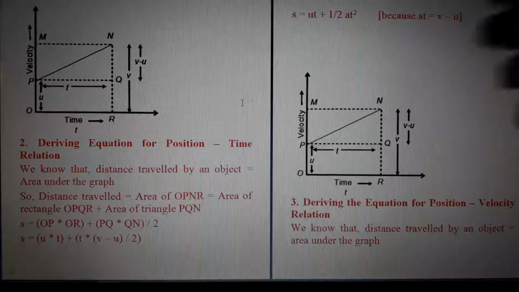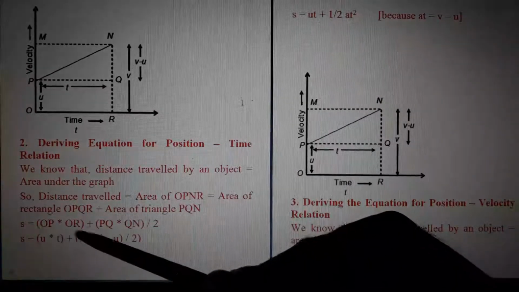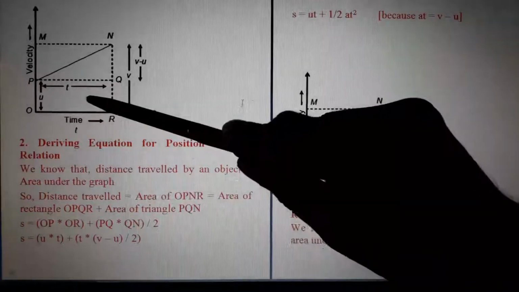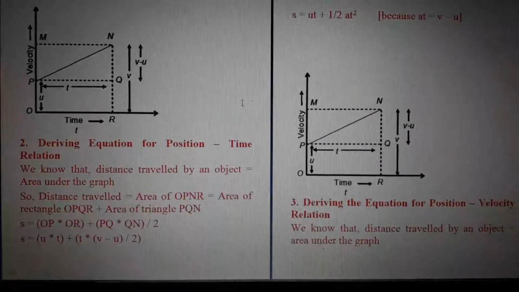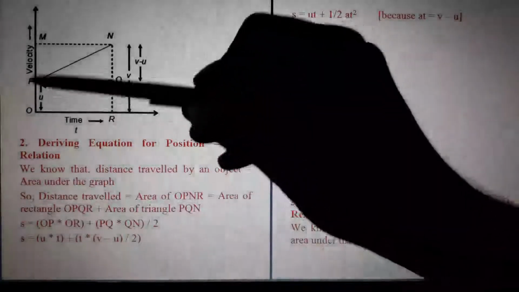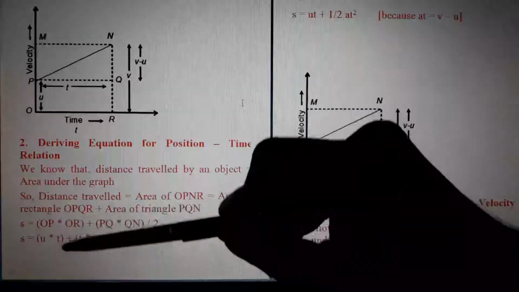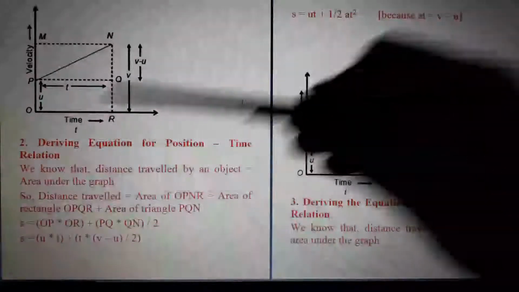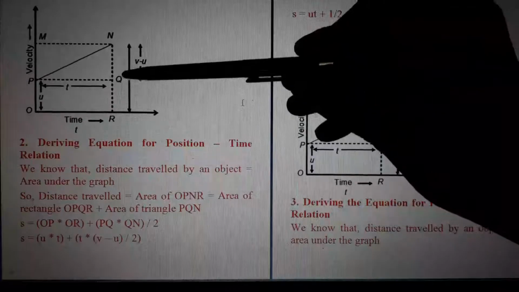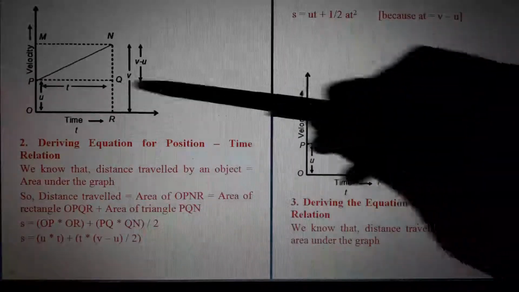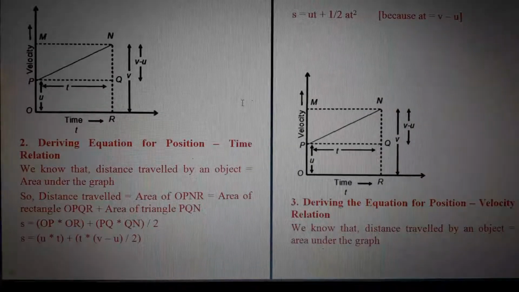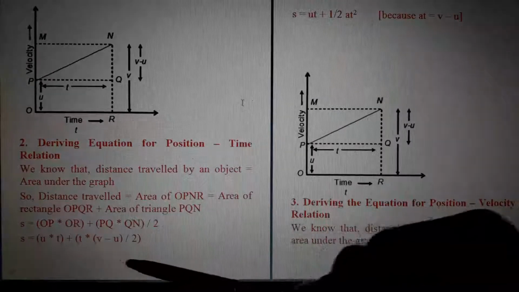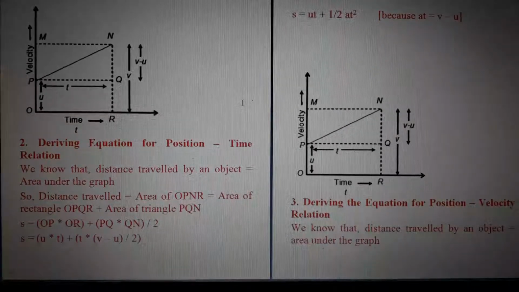Okay, so let us substitute all those things. QP into QR is the area of this rectangle. PQ into QN by 2 is the area of this triangle. So just substitute what all things we have. We know OP is what? U, substitute it here. Then OR is what? T, again substitute. QN is what? V minus U. And PQ is what? T. Yes, substitute it here, see. What do we get? S is equal to UT plus T into (V minus U) by 2.